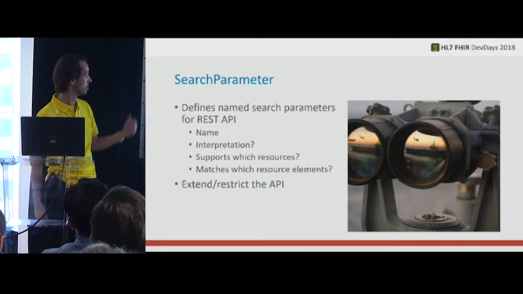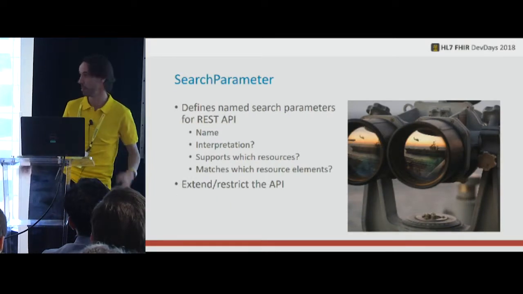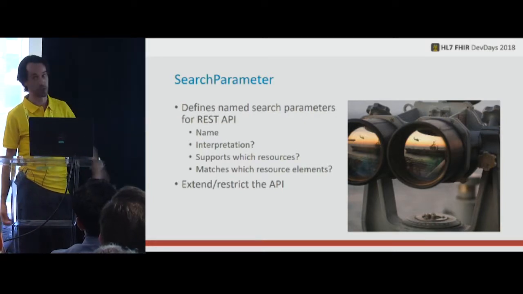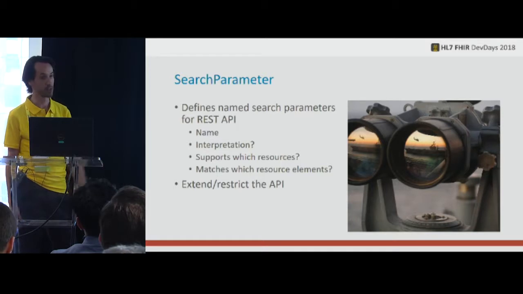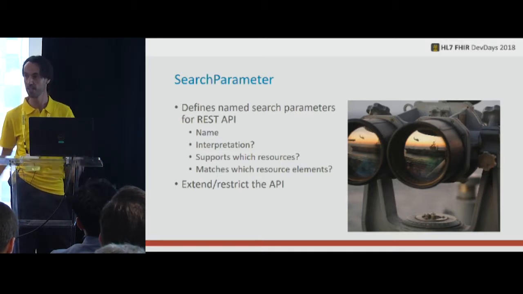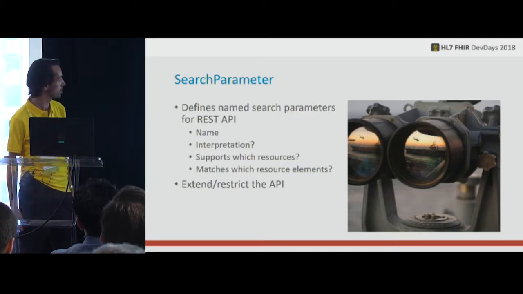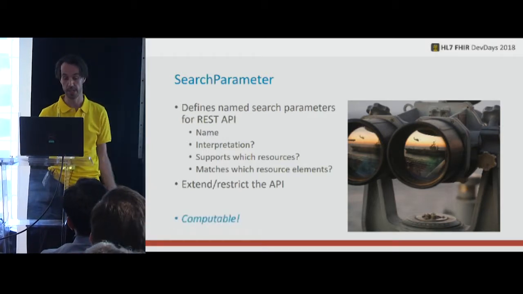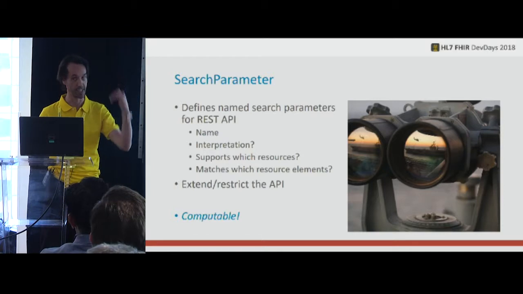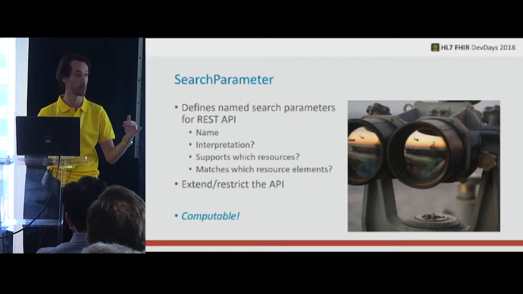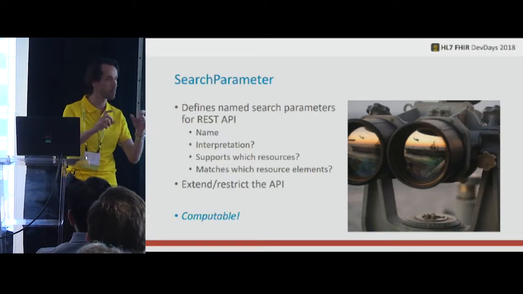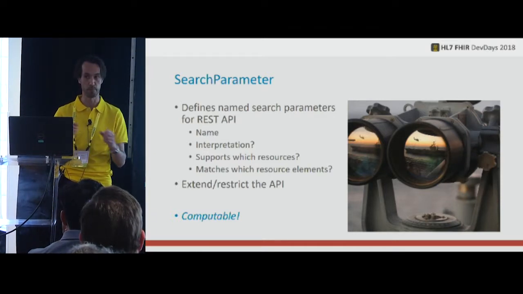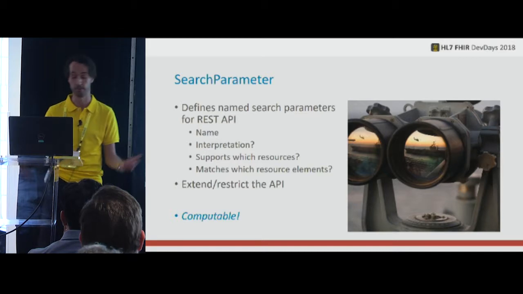Search parameter. What's the name of the search parameter? Well, maybe search patient by name. Which resources? Works on a patient. What are the parameters? You send me some text and I'll match that on the last name field and I'll give you back a list of the patients that match. So you can extend, restrict the API. And again, computable. So you can get a list of all the search parameters that a server supports. So a client application could dynamically enable, disable buttons, for example, or screens, depending on the server and the capabilities that it advertises.